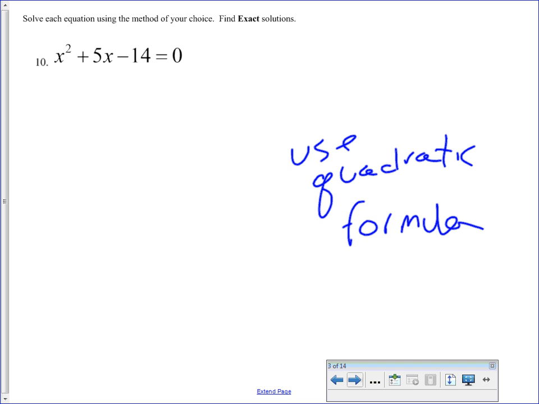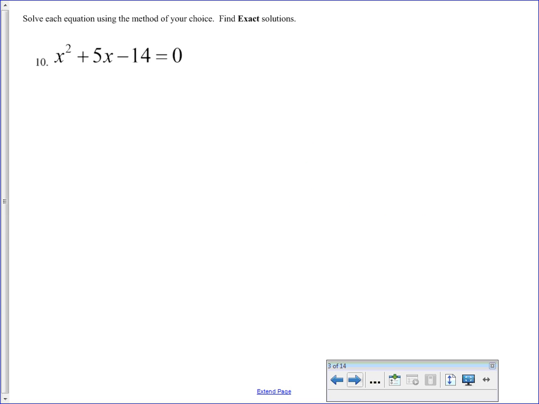So the question is, which one do we want to do? For this first one, my tip to you is to always graph it first. See if you can solve it by graphing. So it's x squared plus 5x minus 14. To check it by graphing, you would just say y equals and put it in your calculator and look at the graph.